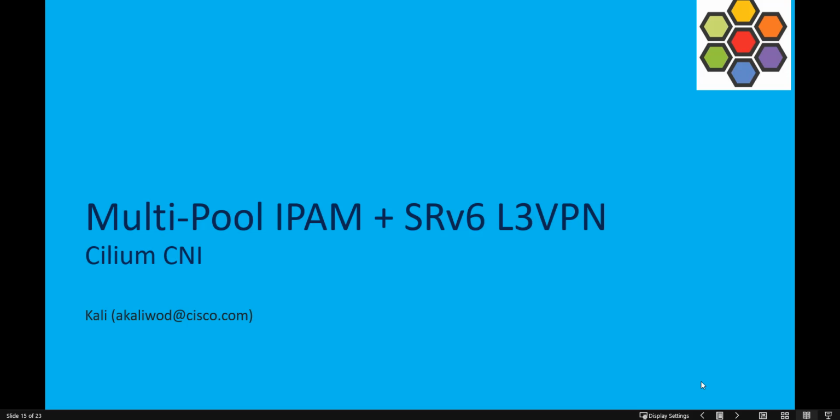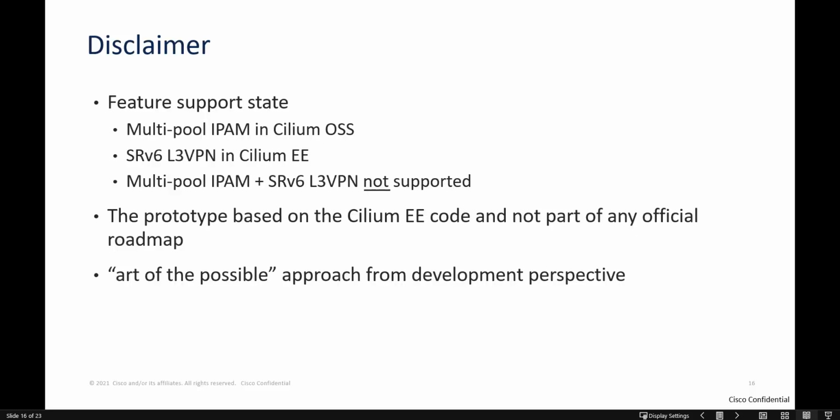Multiple IPAM and SRv6 L3VPN using Cilium Enterprise Edition CNI. As of today, as of Cilium OSS and Enterprise 1.17, multiple IPAM is supported in Cilium OSS. The SRv6 L3VPN feature is supported in Cilium Enterprise Edition. However, the combination of both is not supported.